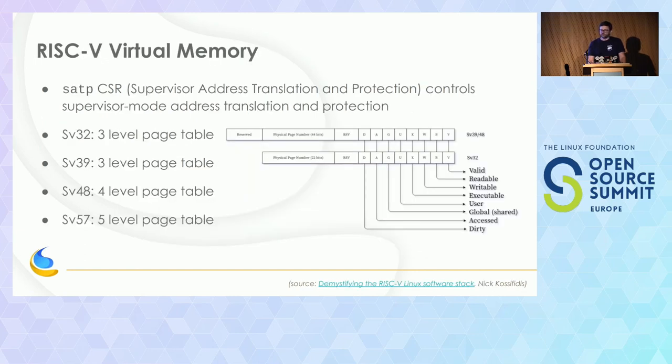There's also support for virtual memory with several different levels of page tables. So from the basic three-level page table for 32-bit that RV32 uses, all the way up to a 57-bit five-level page table called SV57.